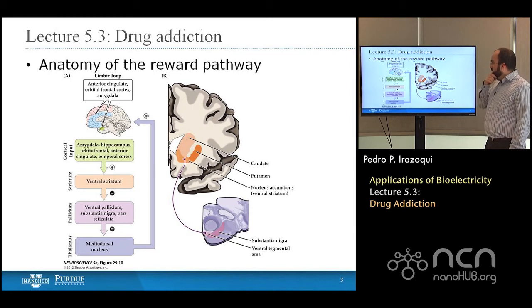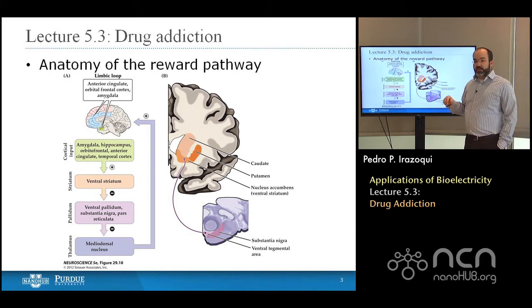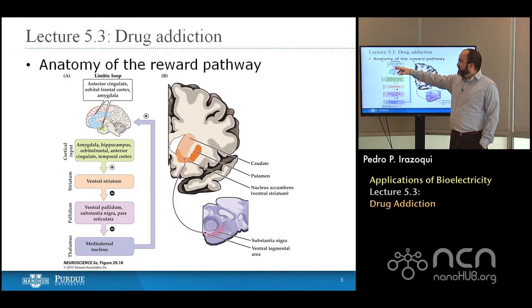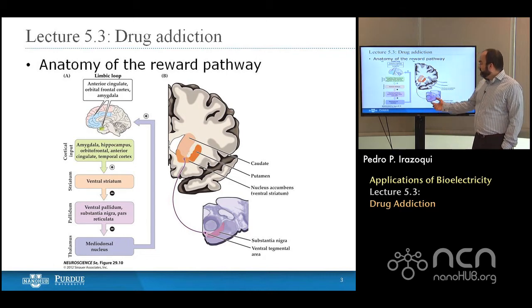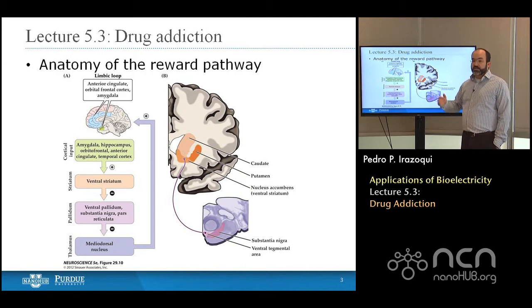So the reward pathway in the brain, otherwise known as the limbic loop, is associated with a number of different cortical structures. The anterior cingulate, the orbital frontal cortex, and the amygdala, all on the cortex of the brain, have projections down into the brain to the hippocampus, the orbital frontal, anterior cingulate, and temporal cortex, and from there to the ventral striatum. So the ventral striatum includes a particular structure that we're going to come back to again and again today, which is the nucleus accumbens.